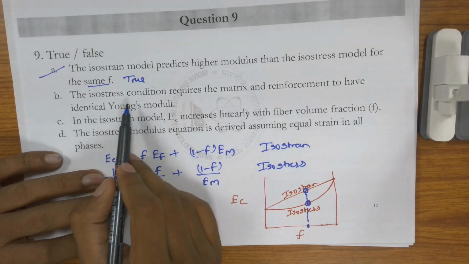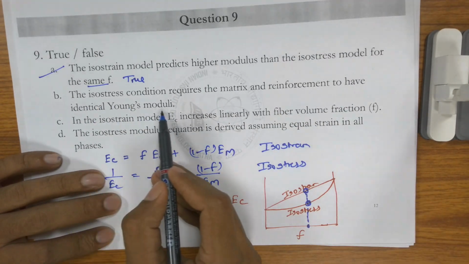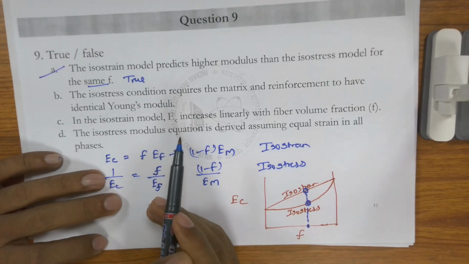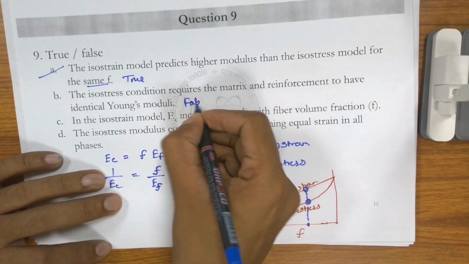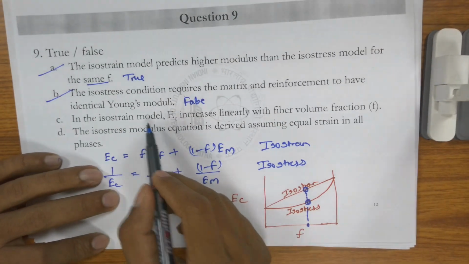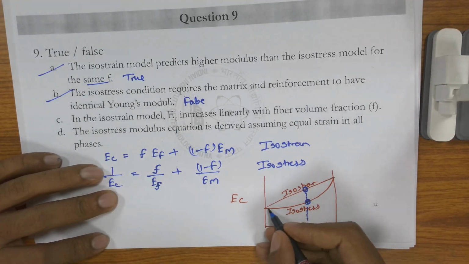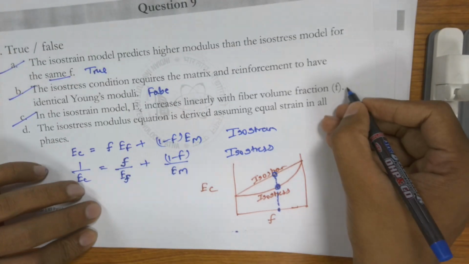Second one, the isostress condition requires the matrix and the reinforcement to have identical modulus. That is not the case. They can have different moduli, right? So it's false. In the isostrain model, E_C increases linearly with the fiber volume fraction. That is true. For isostrain, it is increasing linearly. It's true again.